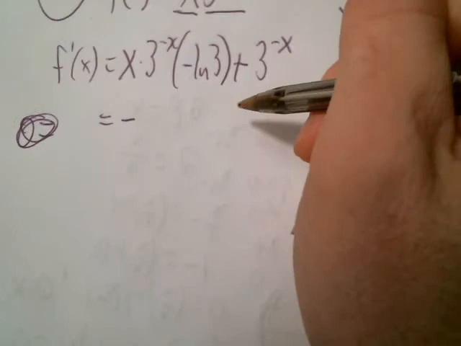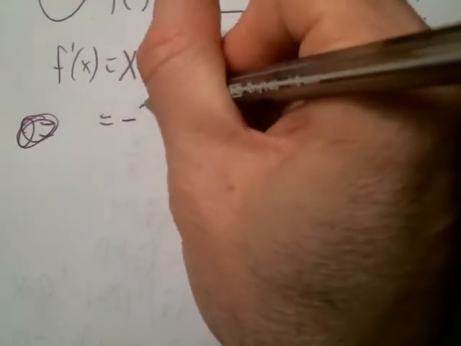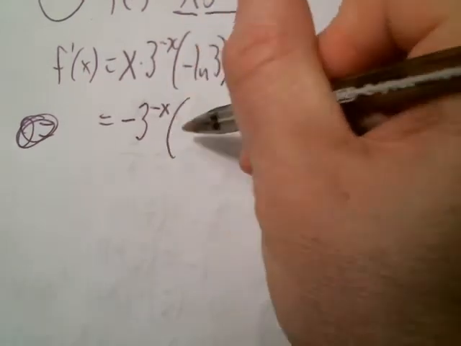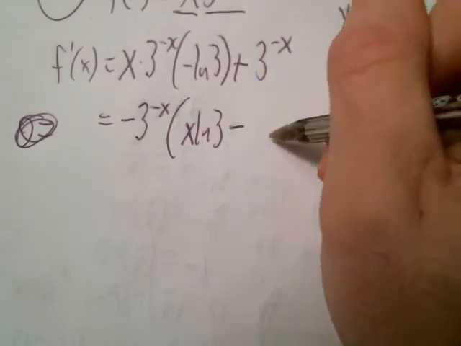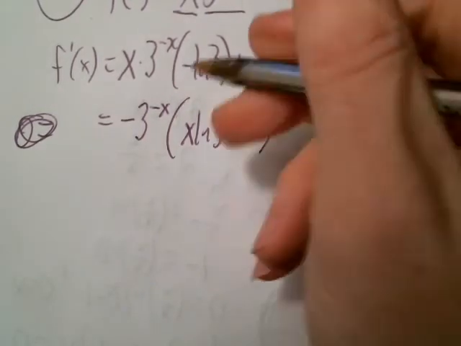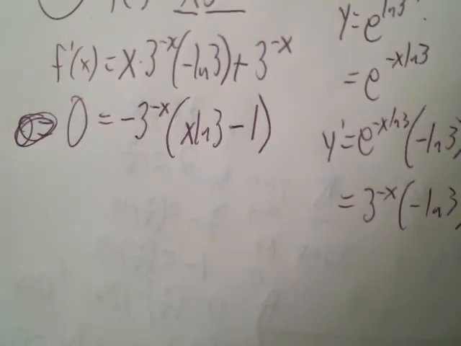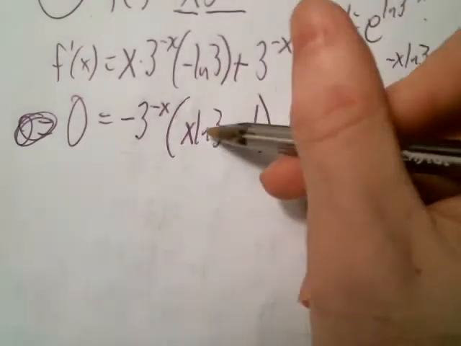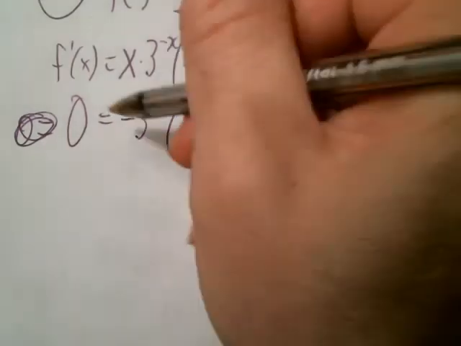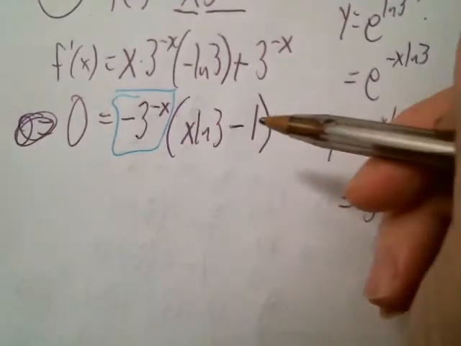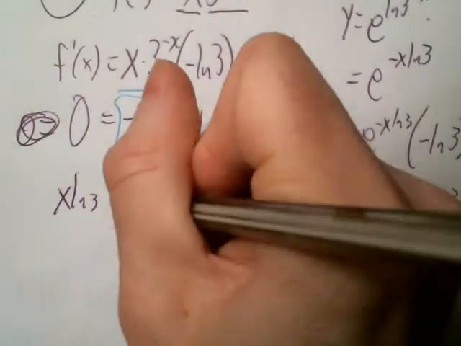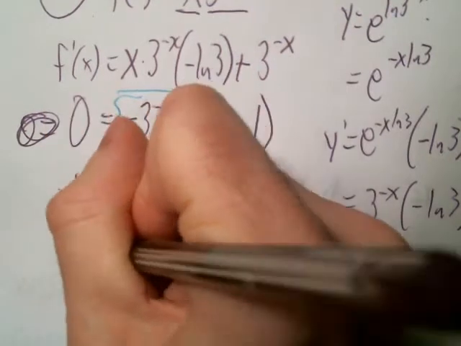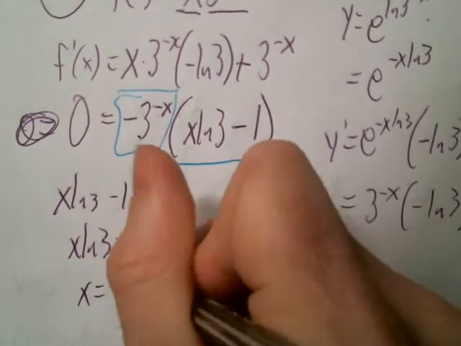So this will be negative. We could factor out a 3 to the negative x like that. And we end up with what? So the leftover bits, x ln 3 minus 1. Okay. We're going to need to set that equal to 0. Now we can set the parts equal to 0. This part here will never be 0. So you can kind of just toss that in the trash. But this part here we probably need to take a closer look at. So x ln 3 minus 1 is 0. So x ln 3 equals 1. So x is equal to 1 over ln 3.